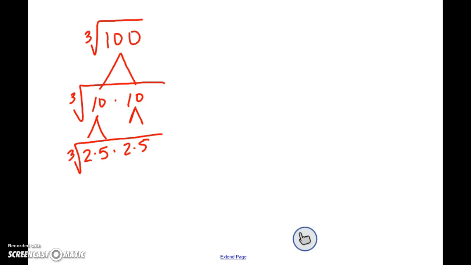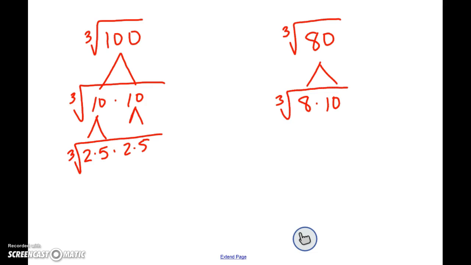Alright, what if we were to take the cube root of, I don't know, 90? No. Let's do the cube root of 80. Notice that I'm just kind of thinking out loud because I'm trying to give us a good example. Alright, if I wanted to find the cube root of 80, I could break that apart into 8 times 10, right? Because 8 times 10 is 80. Now, I believe that the cube root of 8 is actually 2, because 2 times 2 is 4, and 4 times 2 is 8. So I can simplify the cube root of 80 to be 2 times the cube root of 10.